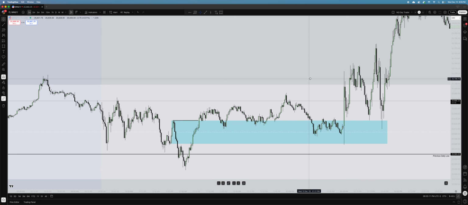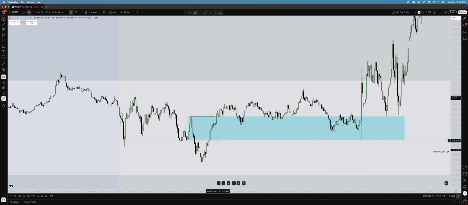Okay, so the breaker block itself is the most powerful PD array in the arsenal that he's taught. I trade this daily. This setup happens almost every single day. If not every single day, it happens multiple times throughout the week.